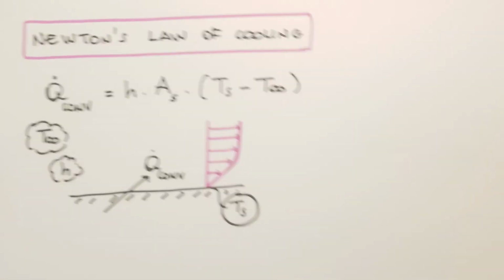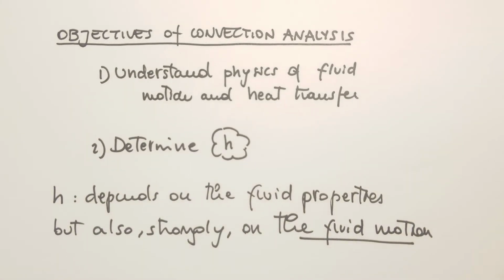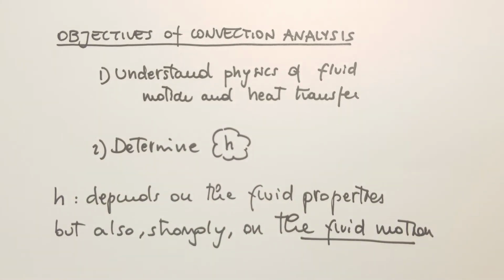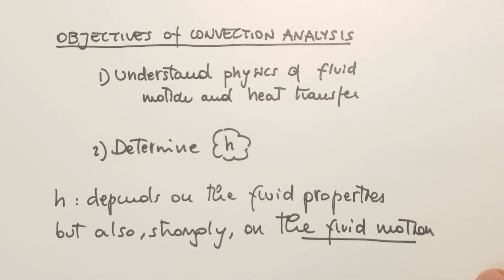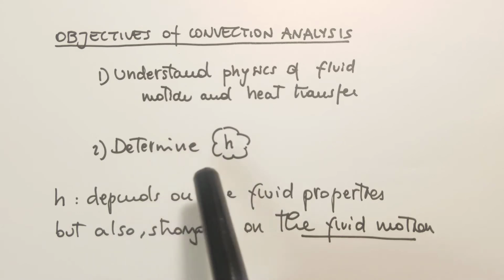So what are the objectives of the study of heat convection? We have two main objectives. First of all, we definitely want to understand the physics of the fluid motion. So we want to gain a great understanding of fluid mechanics in relationship to heat transfer. We want to understand how the fluid motion changes the heat transfer mechanisms in the system. And the other objective is, of course, to determine h.